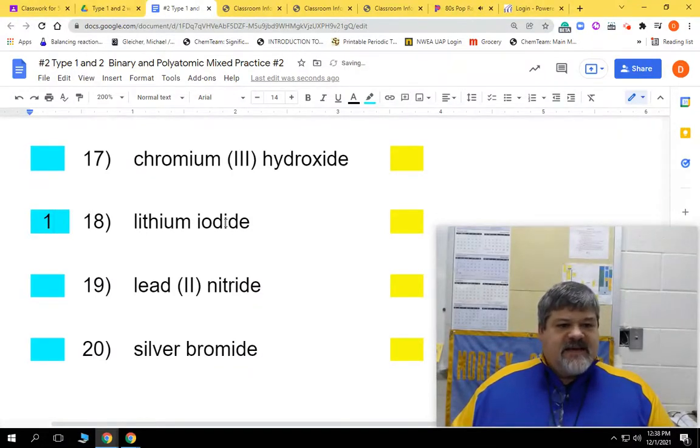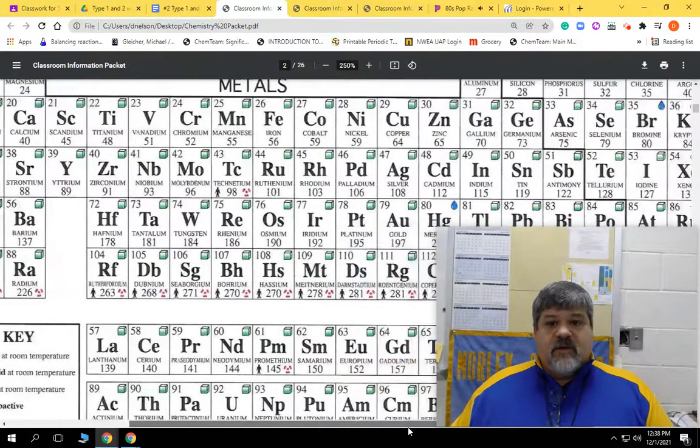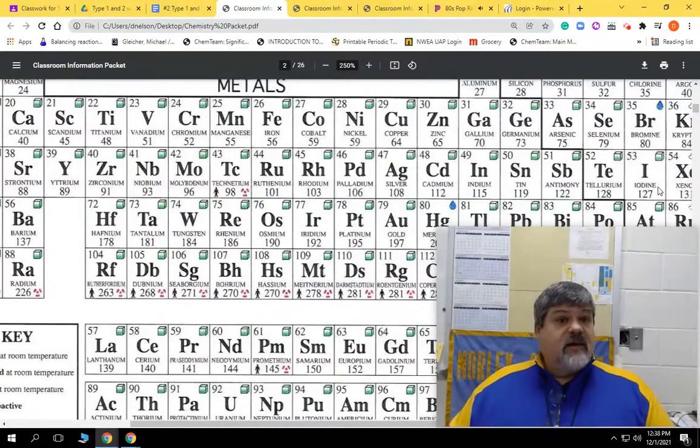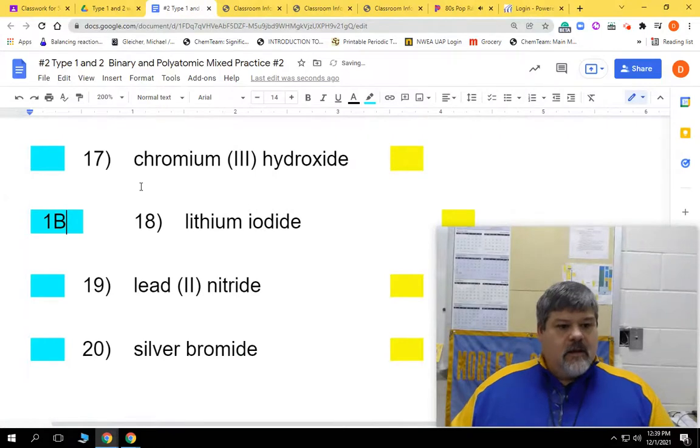And iodide, I'm pretty sure that it's going to be a binary one. If we go to the periodic table and we look and we find iodine, if I just move this over a little bit, there we go, iodine. So that's where iodine came from. So it is binary.